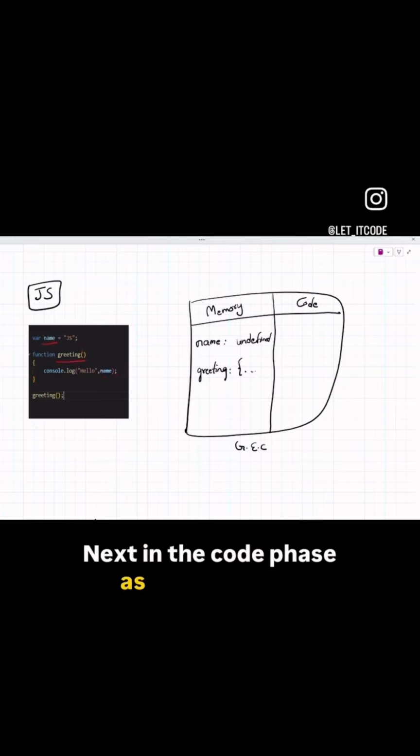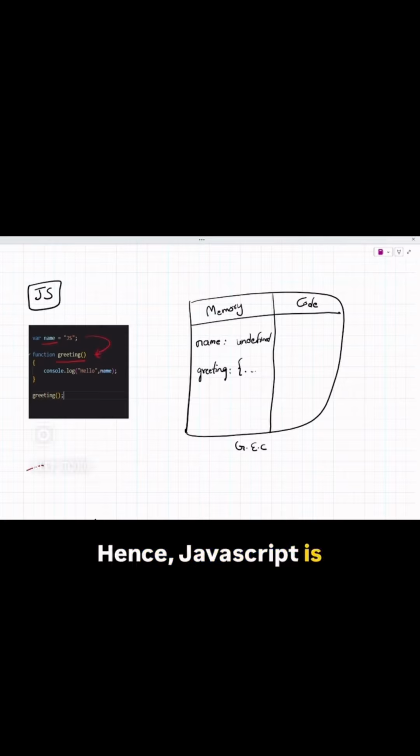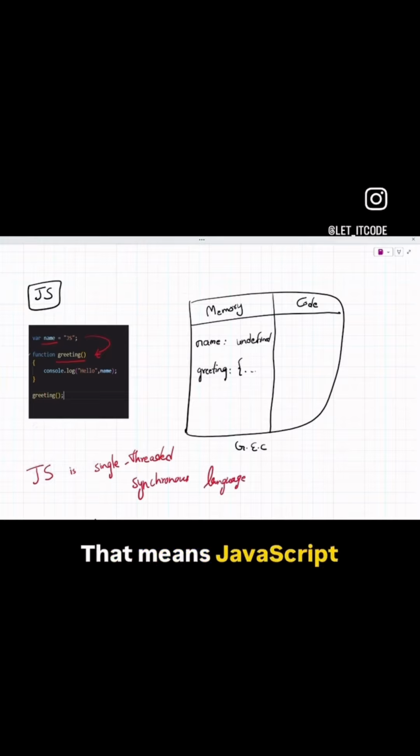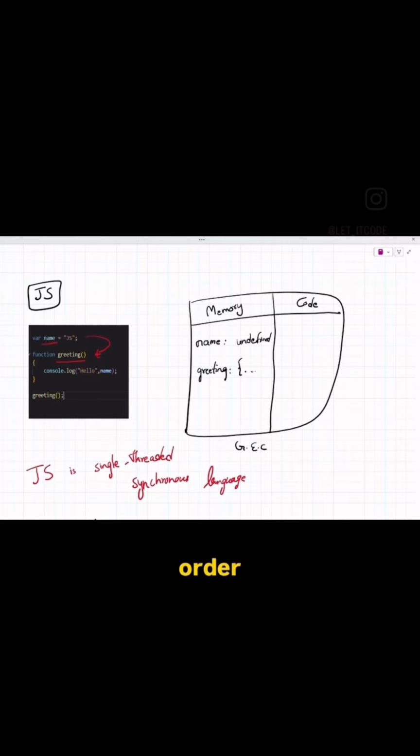Next, in the code phase, as we discussed, JavaScript executes the code line by line. That means after executing the first line, it goes to the next line. Hence, JavaScript is called a single-threaded synchronous language. Synchronous language. That means JavaScript executes the code line by line in a specific order.